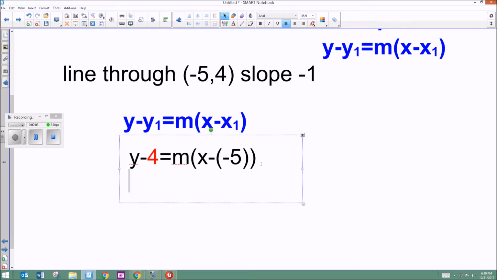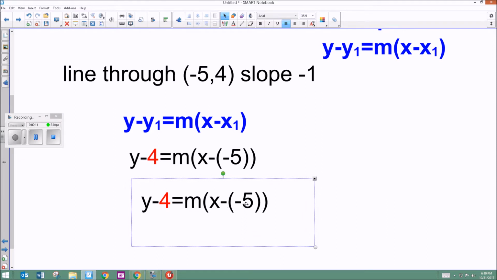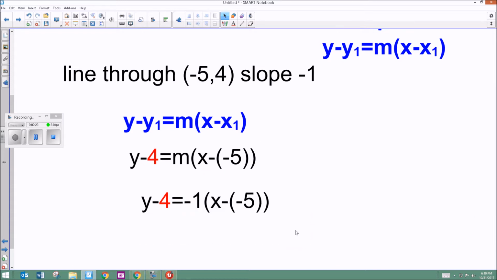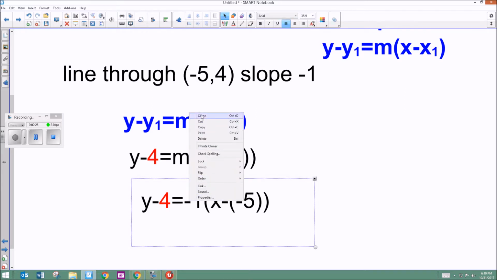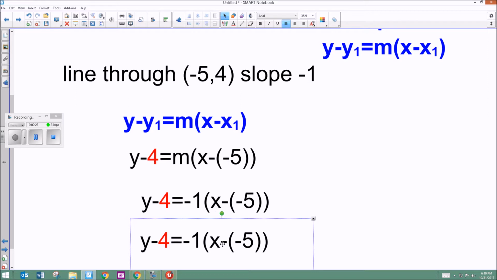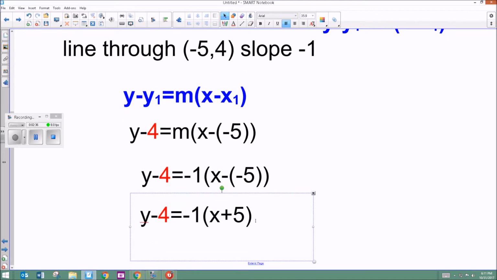Okay, so we can simplify this. Let's clone it and simplify it. Oh, we know what m is. m is negative 1, so we'll put a negative 1 there. Instead of x minus negative 5, we realize that that is the same as x plus 5. Okay.